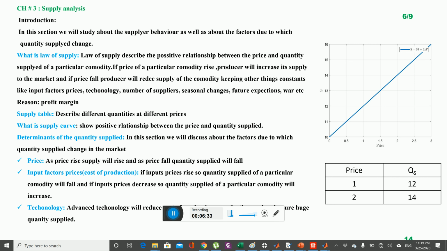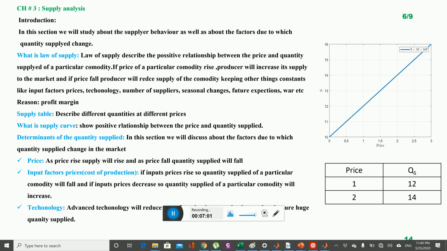When we plot these values, price and quantity supplied, the different quantities supplied at different prices, the supply curve shows this data table in graph form and shows the positive relationship between the price and quantity supplied: as price increased from 1 to 2, supply also increased from 12 to 14. This is very clear from the graph also.